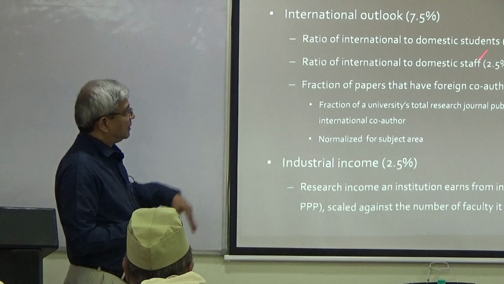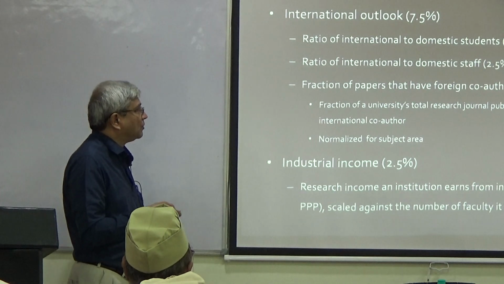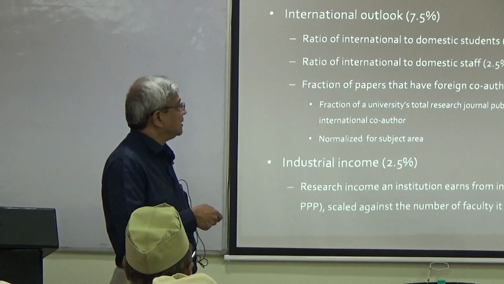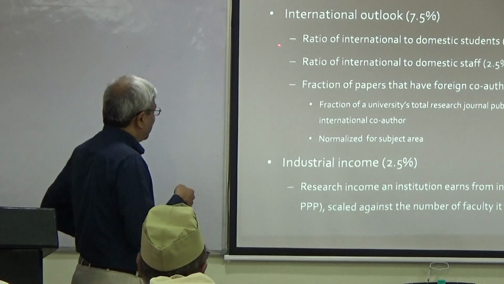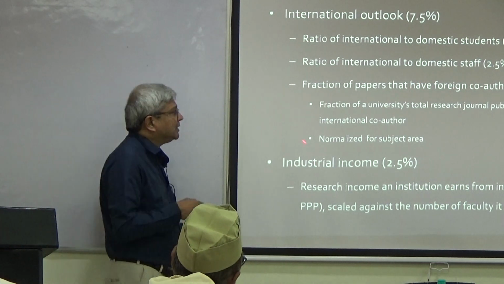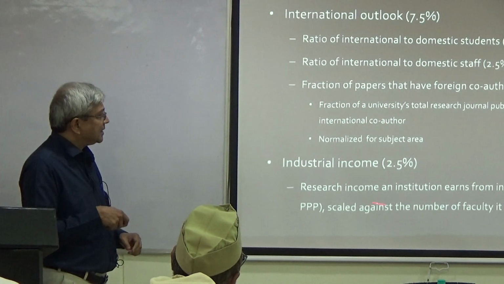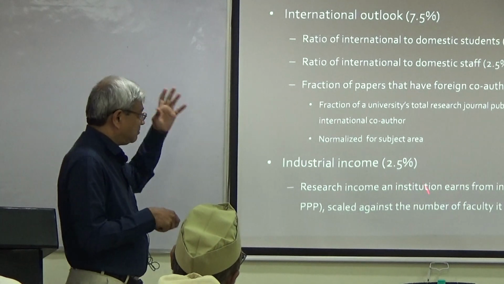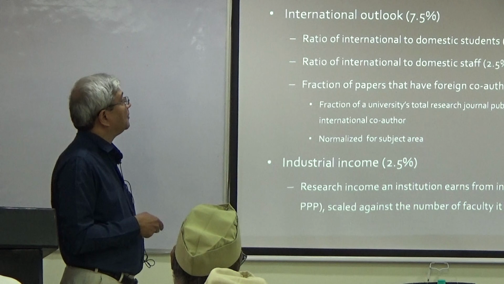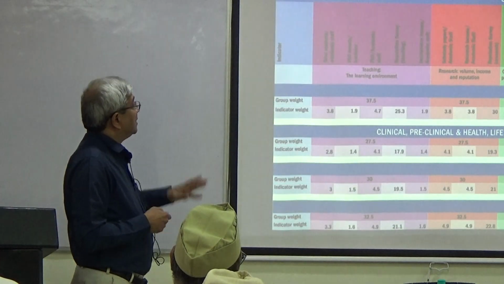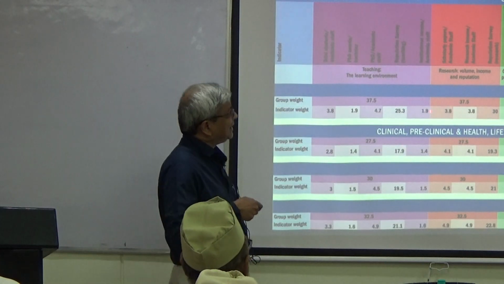And then the fraction of papers that have foreign co-authors is 2.5%. So essentially it tells you how international your research is. Again, this is normalized for the subject area. And industrial income is 2.5%. Again, scaled to PPP.